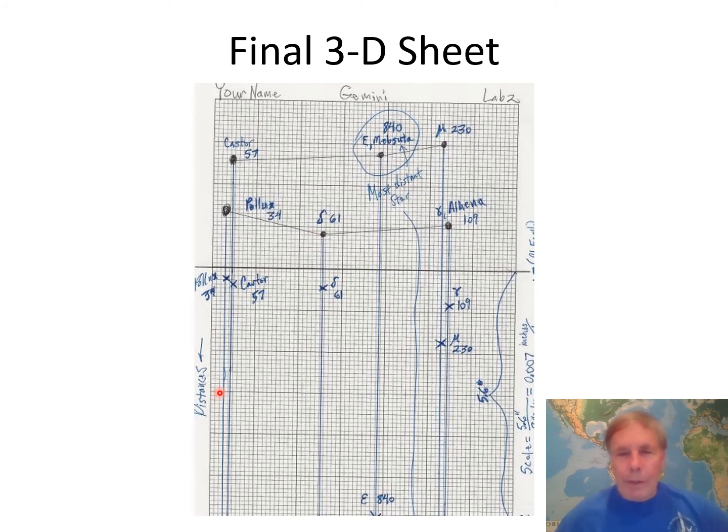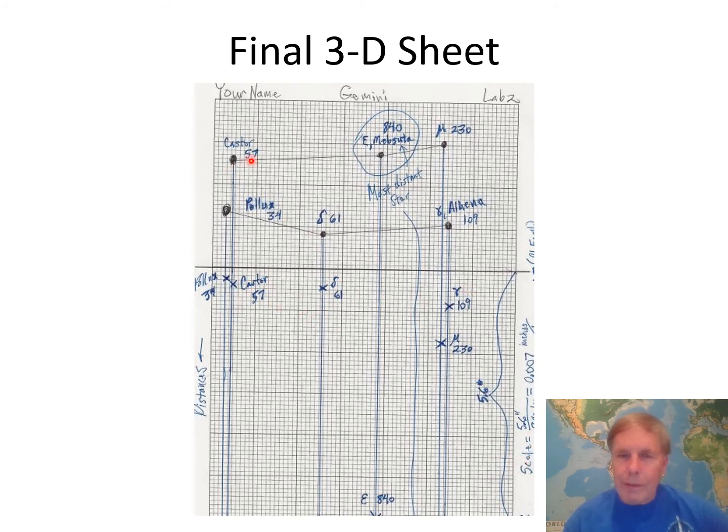Now, the next step is simple. You just look for the most distant star. And it happens to be Mabsuta at 840 light years, excuse me. And so we automatically put that at the bottom because we want all the stars to plot here somewhere. And if we take the most distant one and put it at the bottom, we'll get them all on the same sheet.